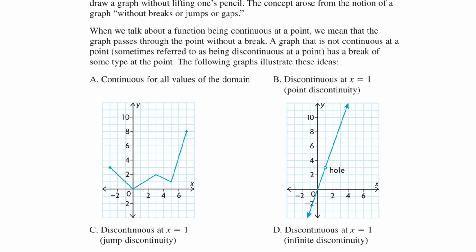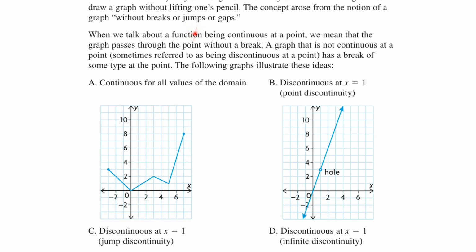When we talk about a function being continuous at a point, we mean that the graph passes through the point without a break. A graph that is not continuous at a point, sometimes referred to as being discontinuous at a point, has a break of some type at the point. The following graph illustrates these ideas.